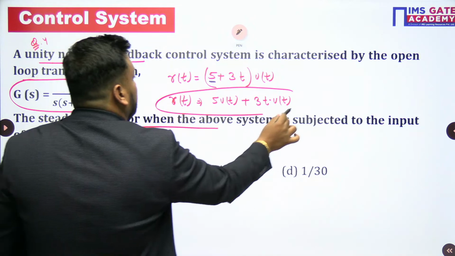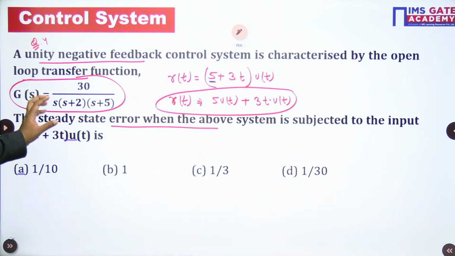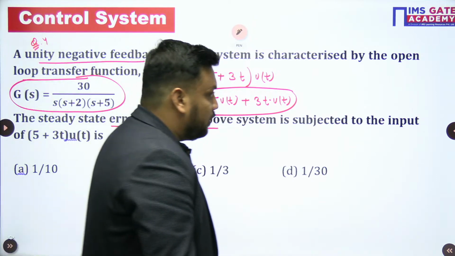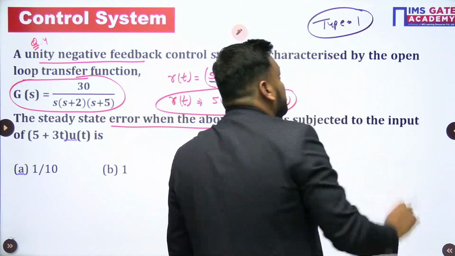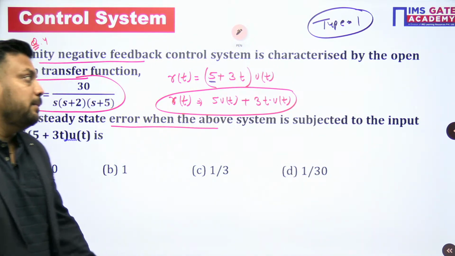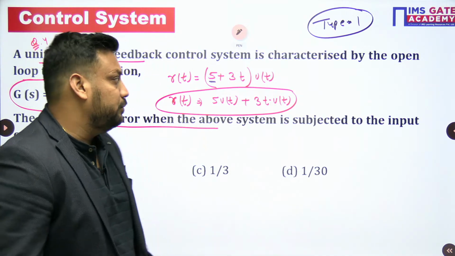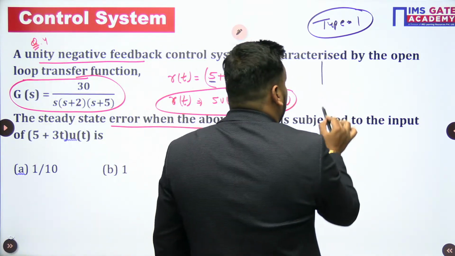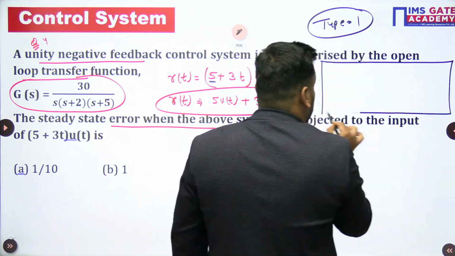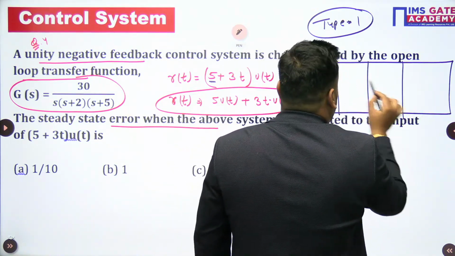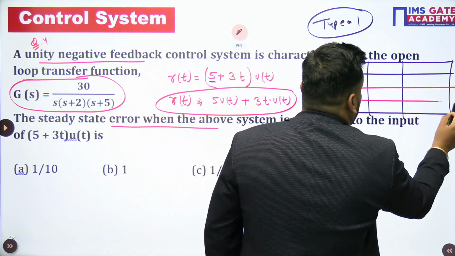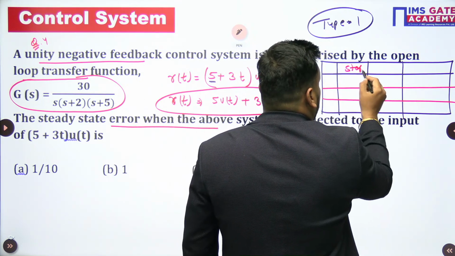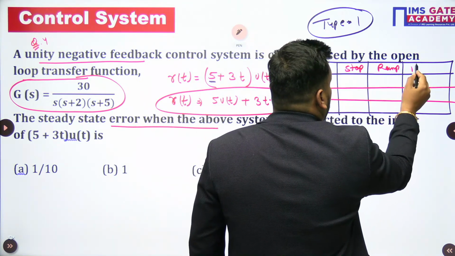If you know the standard table concept for steady state error, you will get to know what the type of the system is. The type of the system is 1. The table says that the steady state error for a type 1 system and step input will be 0 only. If you remember the table, this is how you can make the table and remember it for a long time. So this is for step input, this is for ramp input, and this is for parabolic input.